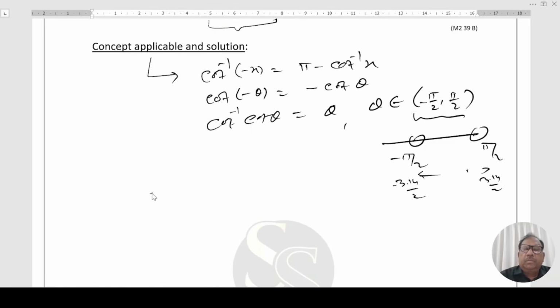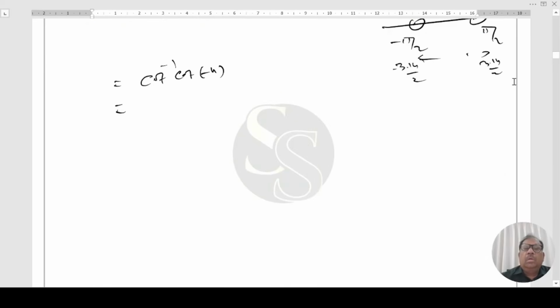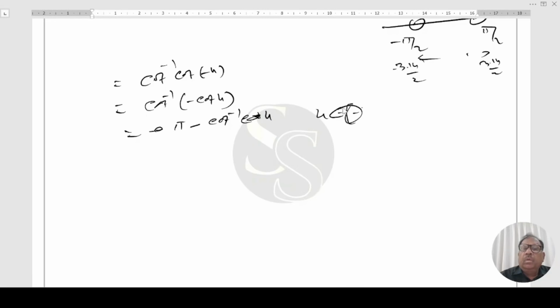Cot inverse cot minus 4. That can be written as cot inverse of minus cot 4. That can be written as pi minus cot inverse cot 4. 4 does not belong to minus pi by 2 to pi by 2.